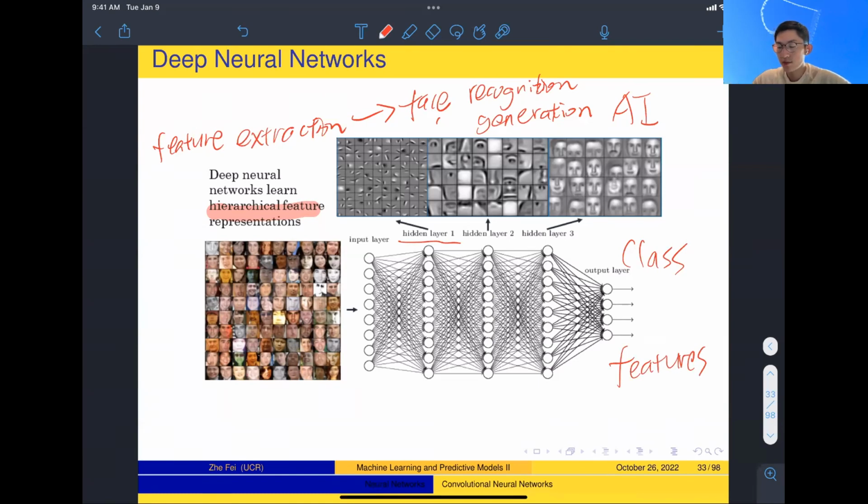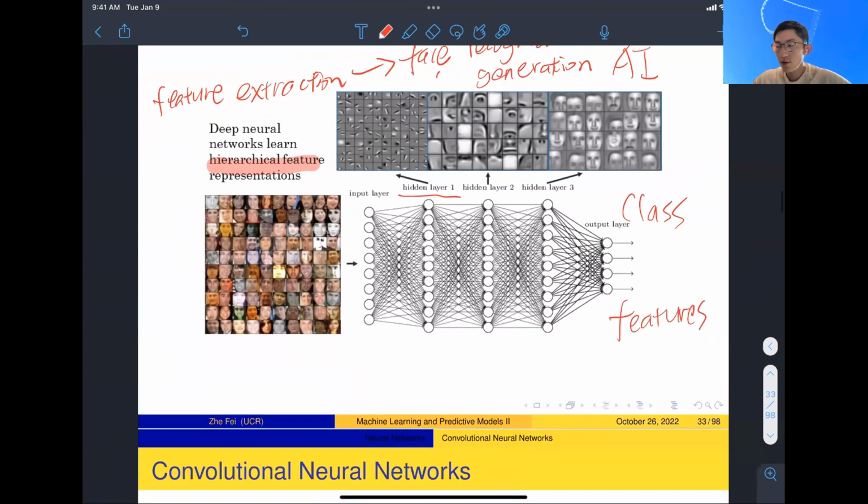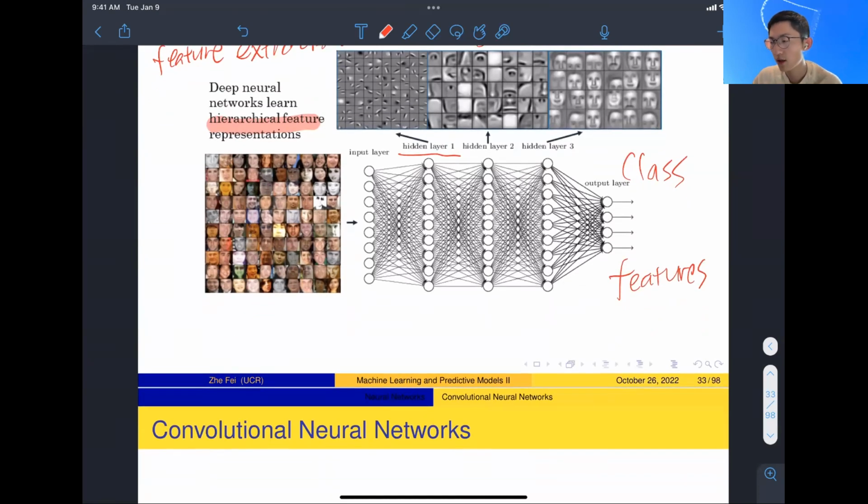And then with these output features, you can even further append another neural network to the extracted features for face generation, right? You want to generate new faces using these extracted features. That's something else we will briefly talk about later as well.